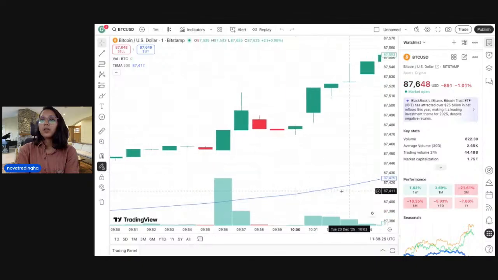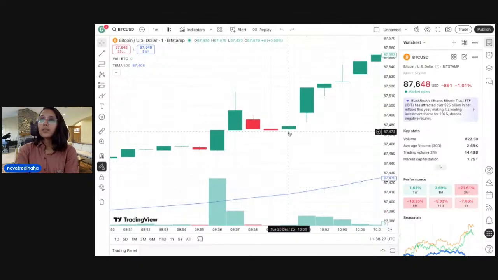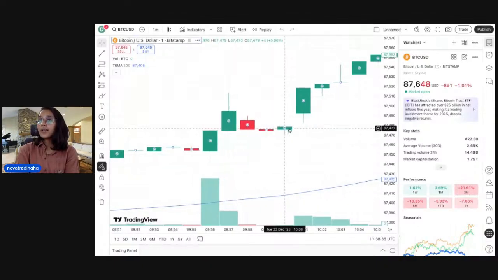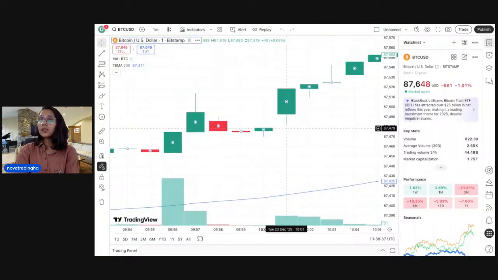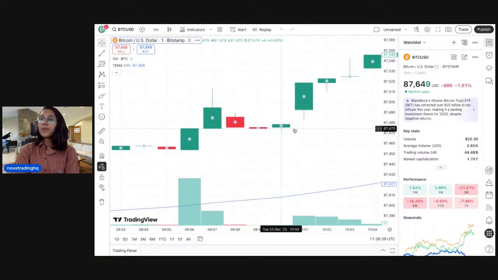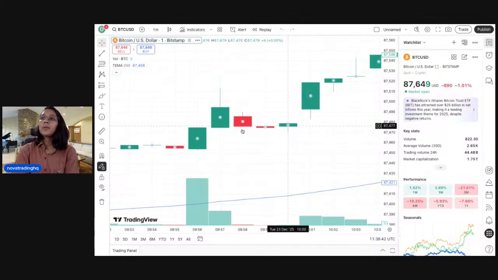So let's start from 10 a.m., 23rd December, 10 a.m. Let's start doing a deep analysis of every candle that started forming after 10 a.m.